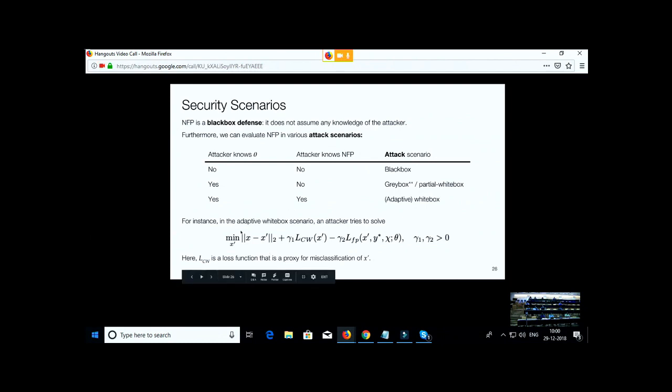So what that means in practice is that, for instance, in the adaptive white box evaluation setting, when we construct adversarial examples, we have to solve the following optimization problem, where we minimize the distance between x prime and the original input x. We have some loss that promotes misclassification. And then we also have our neural fingerprinting loss, because the attacker has to make sure that he does two things.